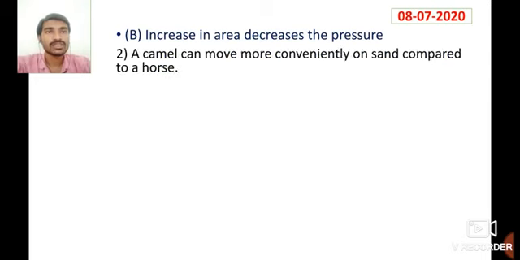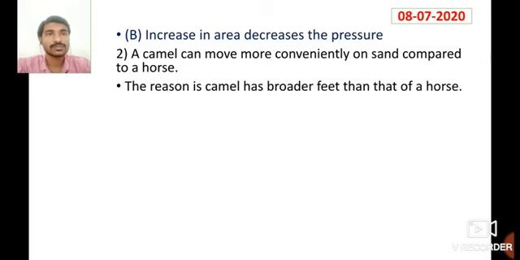Let me go to the second one. A camel can move more conveniently on sand compared to a horse. You all know about the desert region. In the desert, people use a camel rather than a horse. Now my question is, why do people use a camel in a desert region rather than a horse? The reason is, a camel has broader feet than a horse. That means it has a larger area compared to a horse.